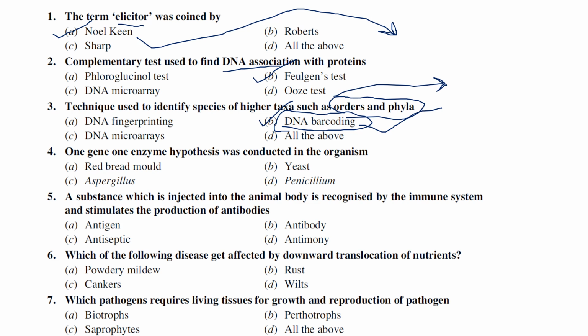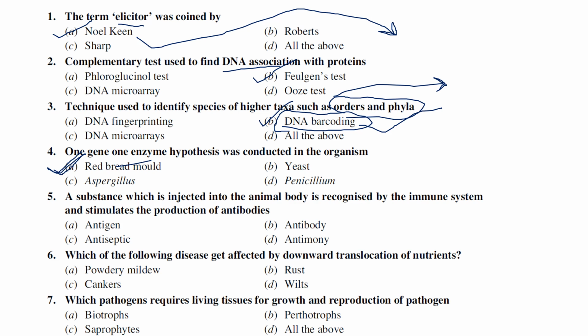The one gene, one enzyme hypothesis was conducted in which organism? Red bread mold, yeast, Aspergillus, or Penicillium. It was actually conducted on red bread mold, by Beadle and Tatum. It was a very important concept at the time, but it is not used now because for one gene, hundreds of enzymes can be responsible. Before, it was believed that only one enzyme is responsible for one gene's action, but now we know that for one gene there are hundreds of enzymes responsible. So this hypothesis is not used that much now.